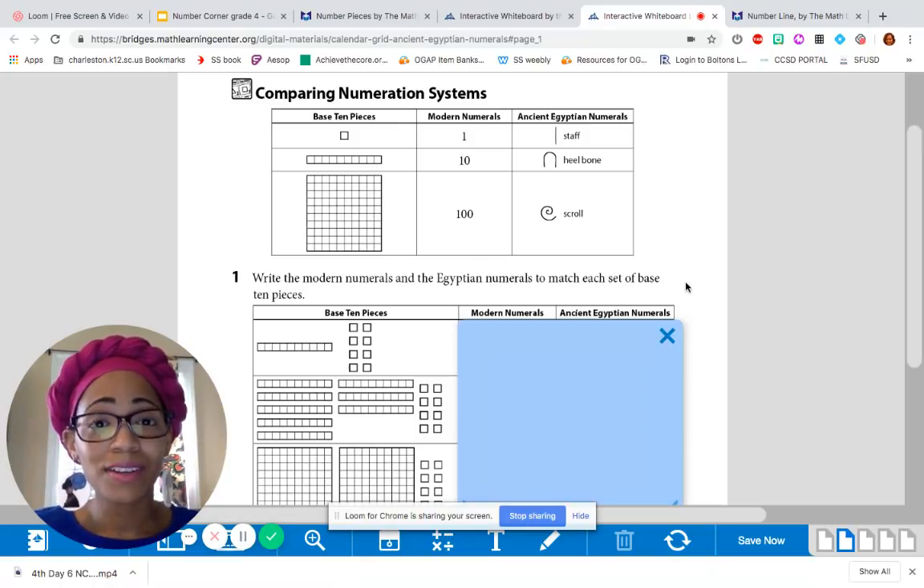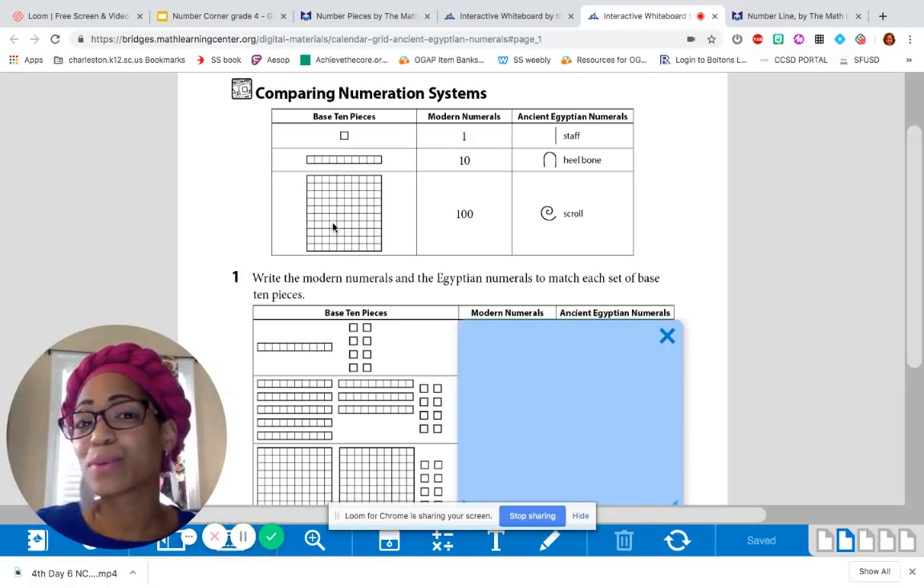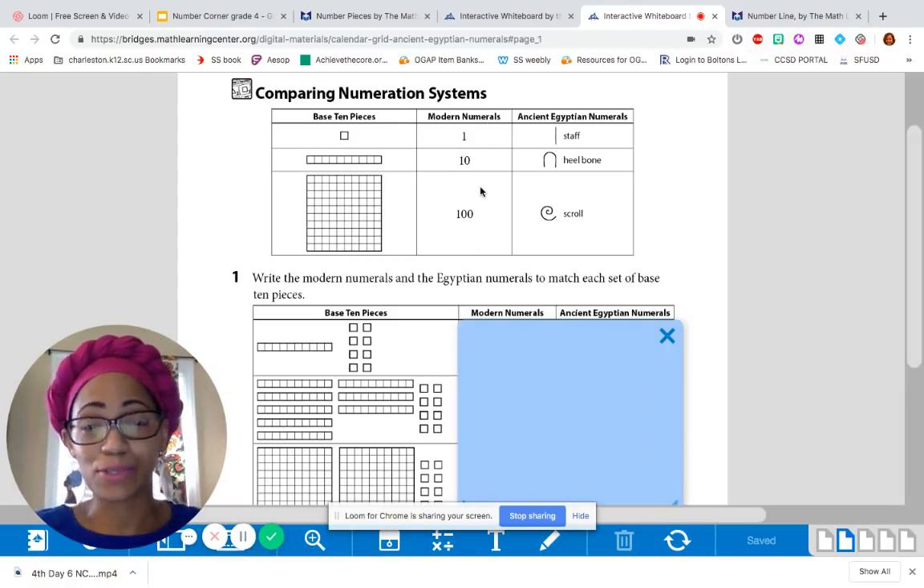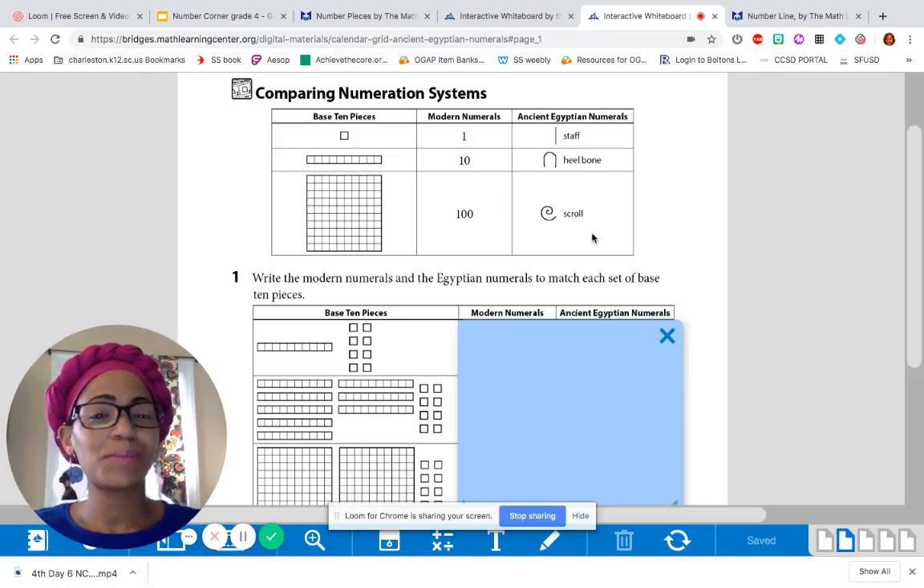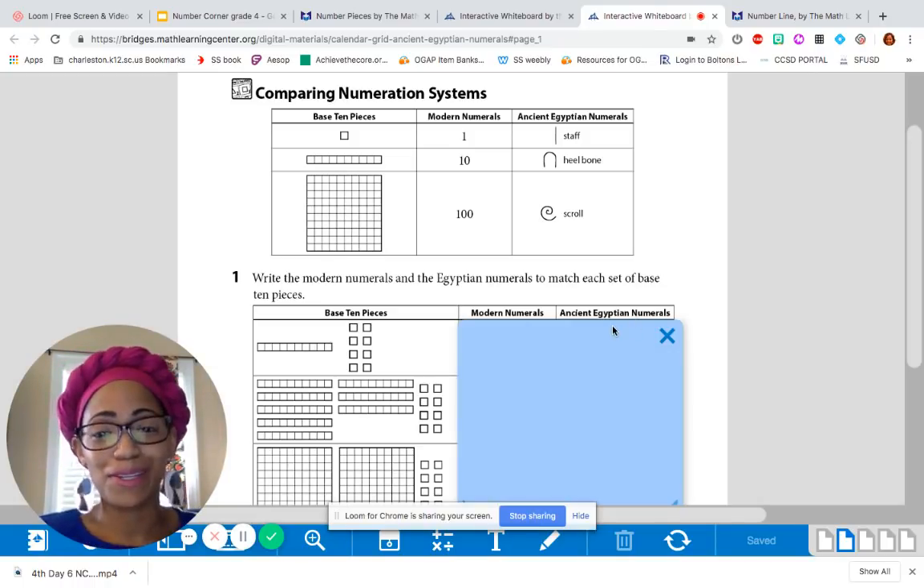Do they look familiar? Great, you've seen base 10 blocks before. You've probably worked with them since you were in kindergarten. And we really know our modern numbers, right? The Egyptian numbers, we're getting the hang of because we've worked with them since day 1 of school in September. But we might need some more practice, which is why we're doing this today. And it's actually kind of fun, at least in my opinion.